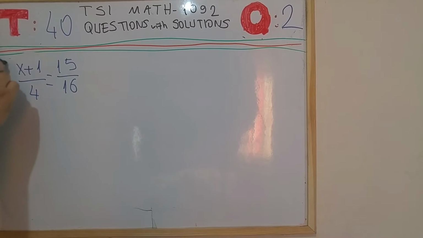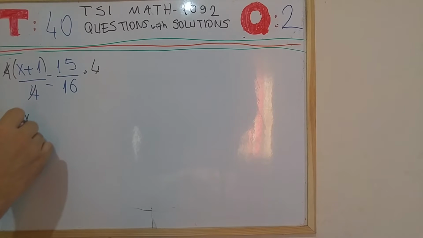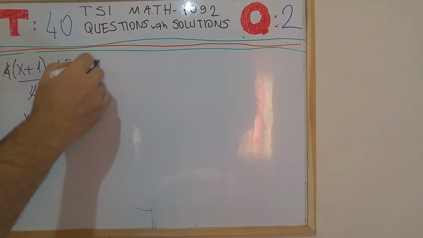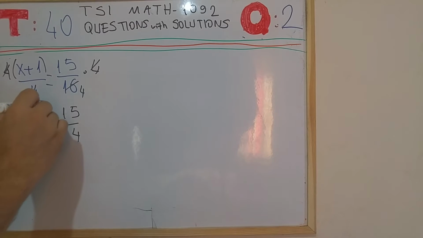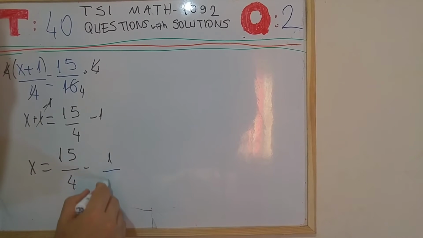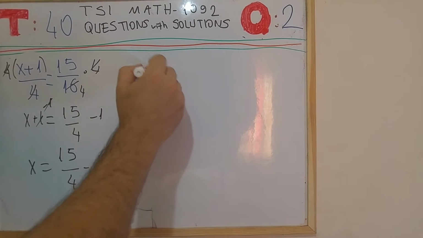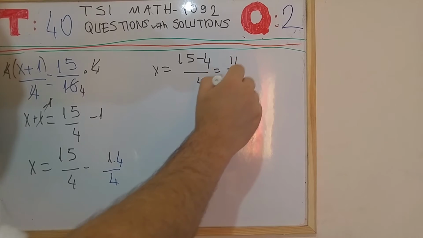Let's multiply each side by 4, so that these 4's cancel each other out. When I have x plus 1 is equal to, this 4 goes, and the 16 is left with 4. So what I have is 15/4. Now I subtract 1 from each side, so that these 1's are gone too. X is equal to 15/4 minus 1, which could be said as times 4. So this turns into 4. And what I have is then x is equal to 15 minus 4 over 4, and that's 11/4.